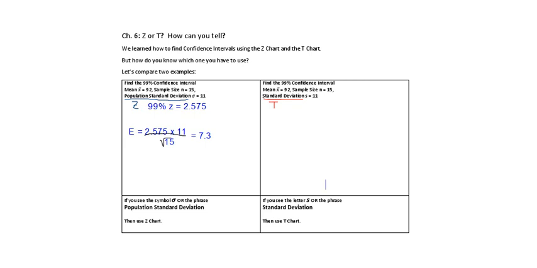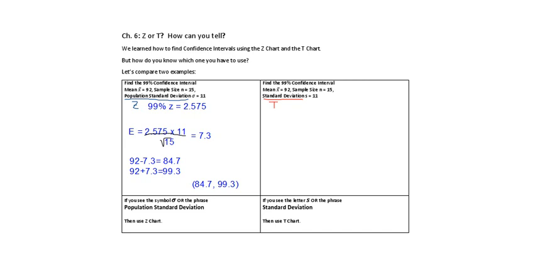And then finally, we can do mean minus and mean plus. So 92 minus 7.3 is equal to 84.7. Then 92 plus 7.3 is equal to 99.3. So our confidence interval will be 84.7 to 99.3.